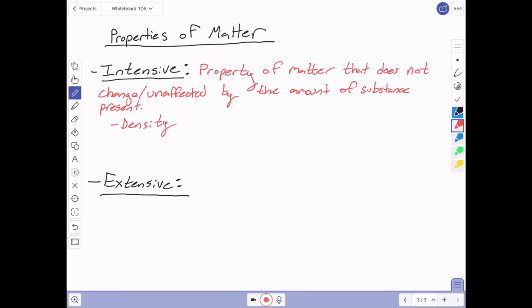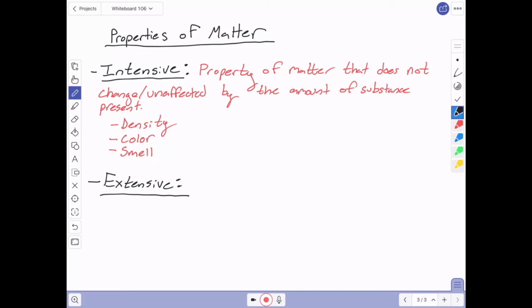Right? Its color. No matter how much sulfur I have, it will always be yellow. Right? Okay? Its smell. The strength of the smell may change, but its smell will always be that type of smell, right? These are intensive properties of matter.